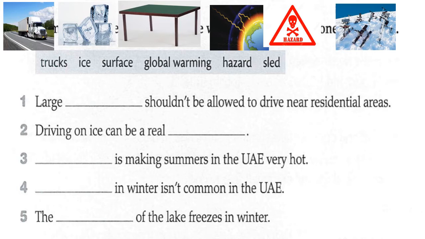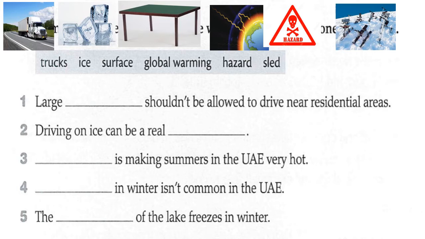Sled, picture 6. So here I have 6 words with 6 pictures. But there is one extra word, more. So here we have 5 sentences and 6 words. One is extra. We are going to read the sentences and complete them with the suitable word from the list.